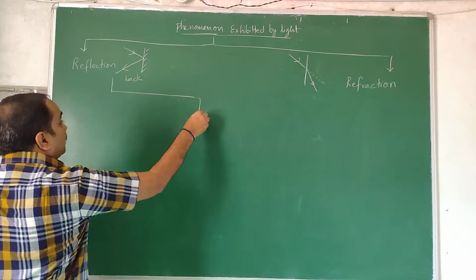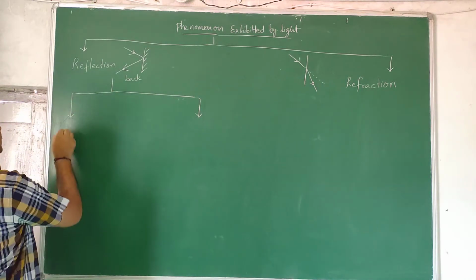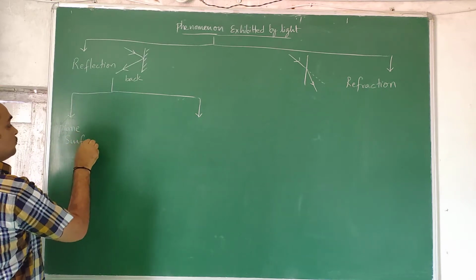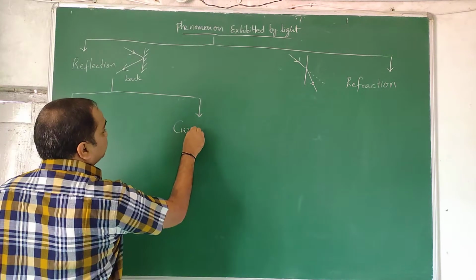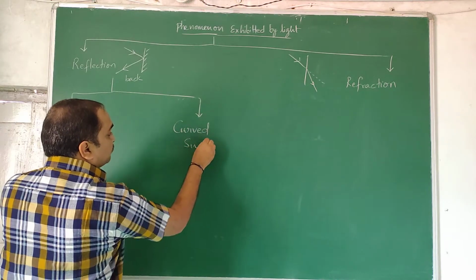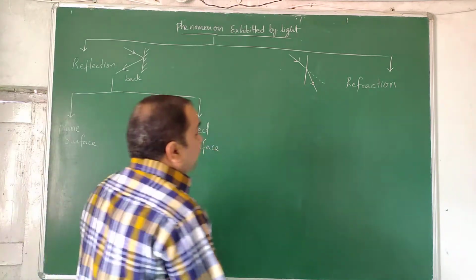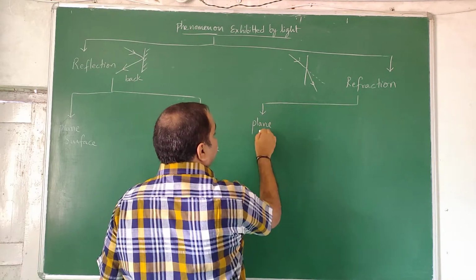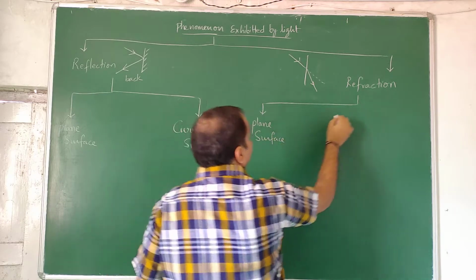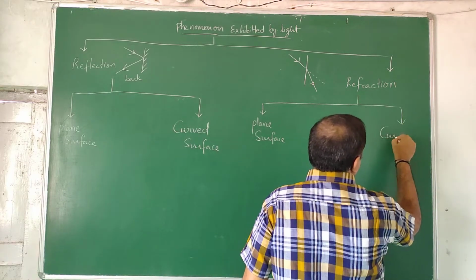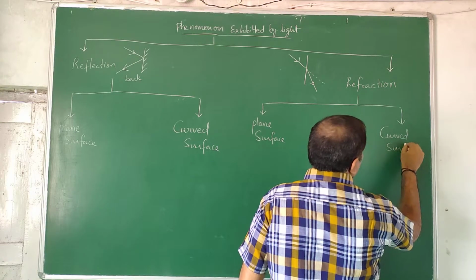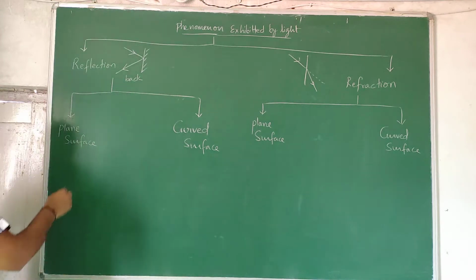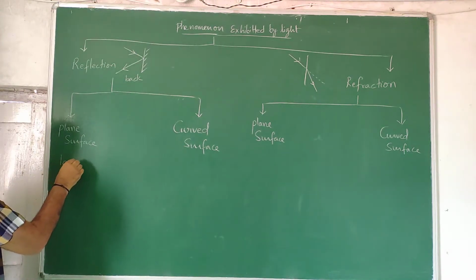Reflection we do at 2 things. Reflection at plane surface, reflection at curved surface. Similarly, refraction also we do 2. Plane surface refraction, curved surface. Refraction at curved surface.